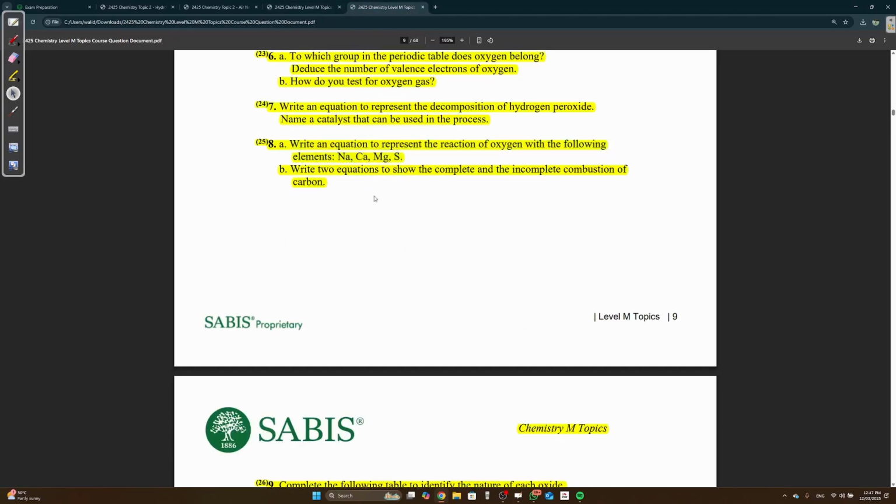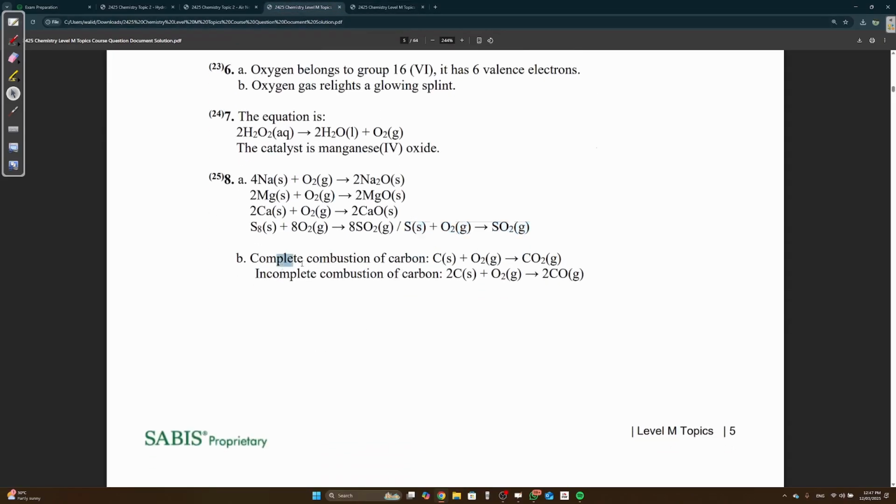Write two equations to show the complete and incomplete combustion of carbon. Combustion means reacting with oxygen. If it's complete, what do you produce? Carbon dioxide. If it's incomplete, what do you produce? Carbon monoxide. That's it.